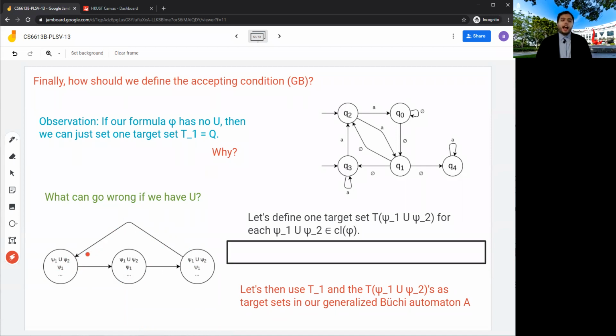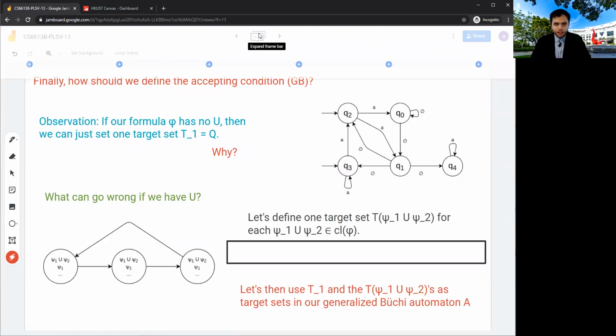Okay? And this means that basically I don't satisfy psi1 until psi2, because in order to satisfy psi1 until psi2 based on the semantics, there should be some point in time where you see psi2. So we have to use the accepting conditions to force us to see psi2 whenever we see psi1 until psi2. And to do this, we basically define one target set.